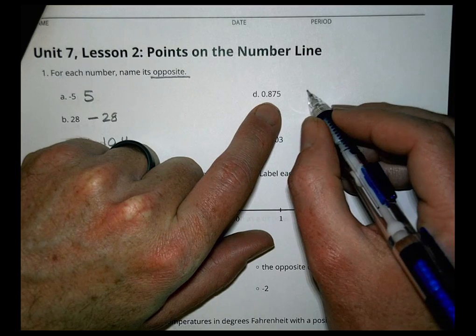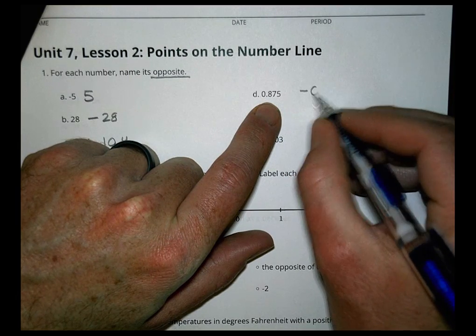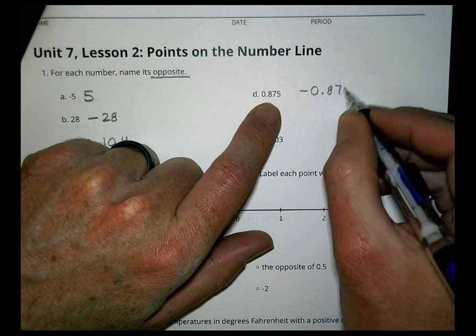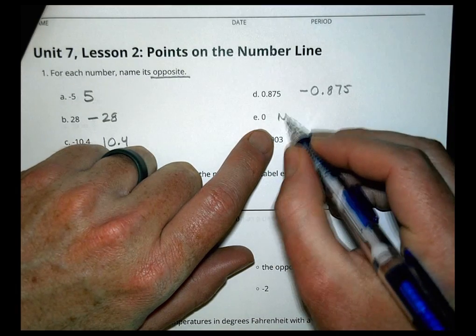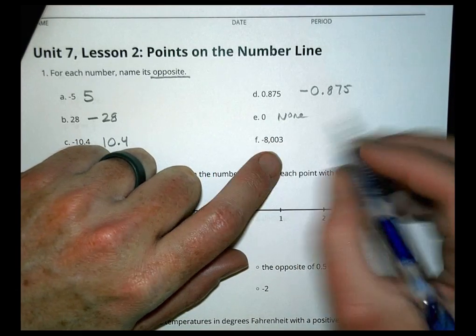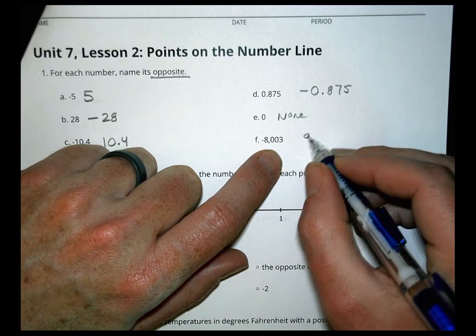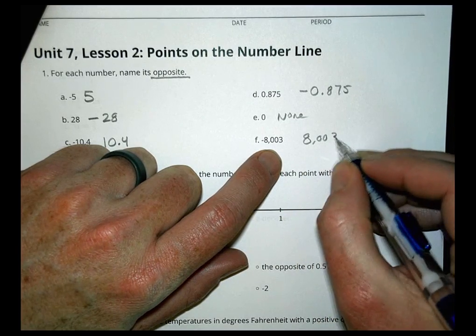Here we have a +0.875. So the opposite would be a -0.875. The opposite of 0, there's not one. We would say none. And the opposite of -8,003 would be +8,003.